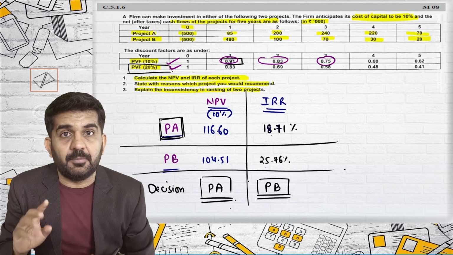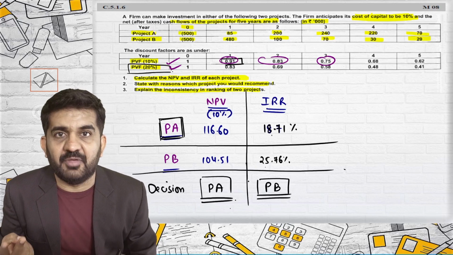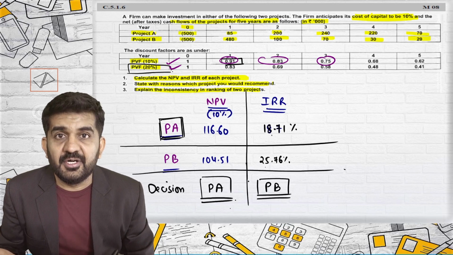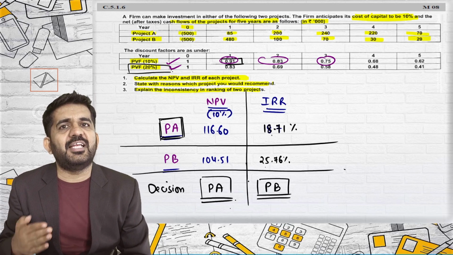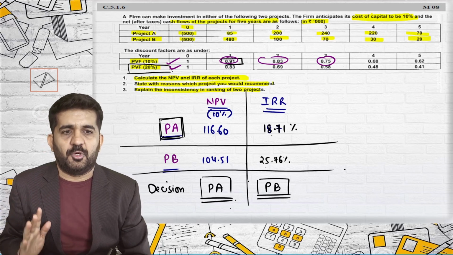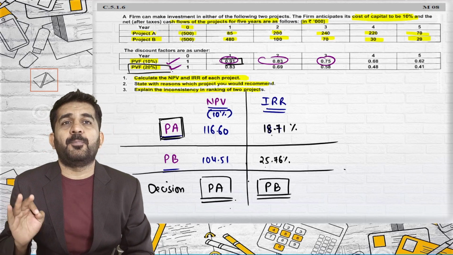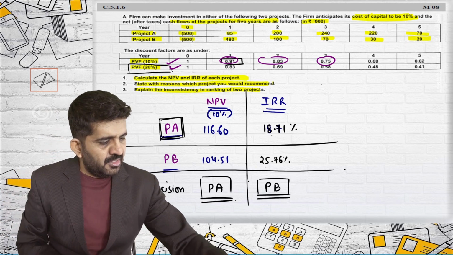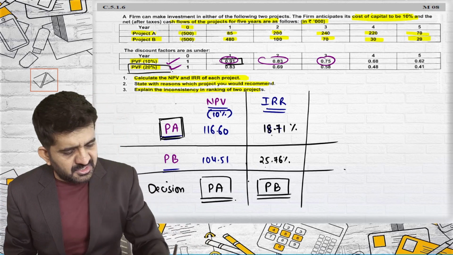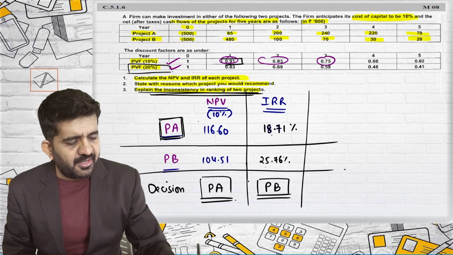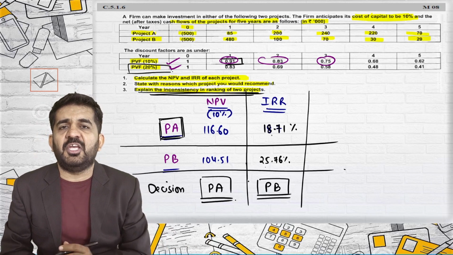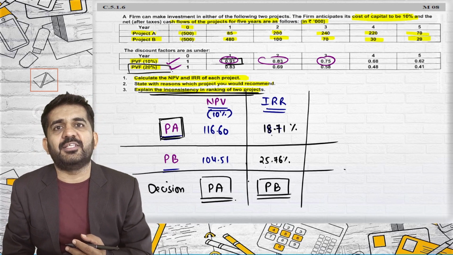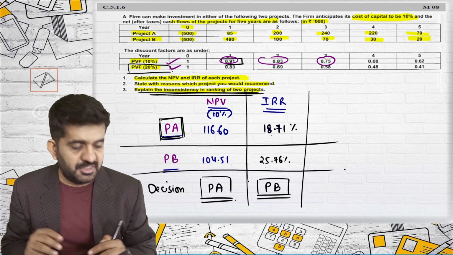Both are beneficial because both are having positive NPV. Both IRR is greater than required rate of return. So practically you can select either of the project A or project B. But which project is to be selected? Please try to concentrate. If there is inconsistency in ranking of two projects, what is the meaning of inconsistency? NPV says project A and IRR says project B, then there is an inconsistency.